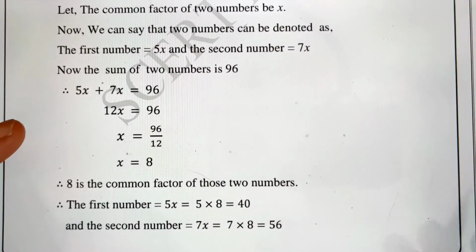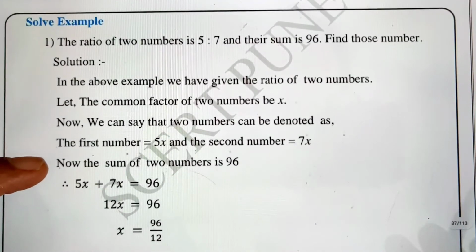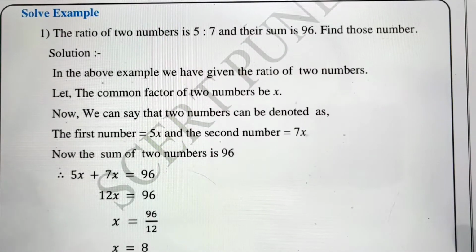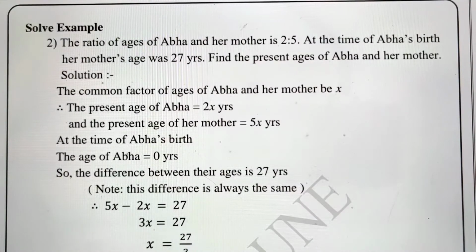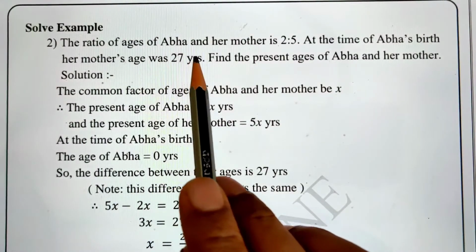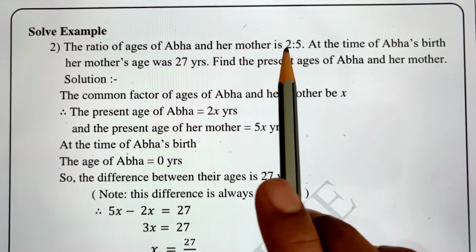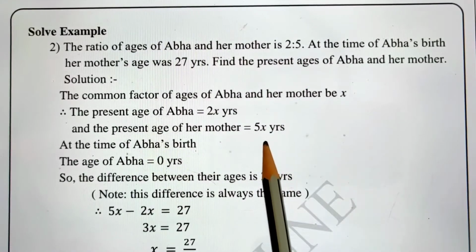So in this way we can solve the statement sums or word problems of ratio and proportion which are based on the numbers. Now let us see the second example which is based on ages, numbers and age. That is the first part. The ratio of ages of Abha and her mother is 2:5. So let the common factor be x. मैंने पहले स्टेप में बताया, डायरेक्टली क्या लिखो, let the common factor be x. Therefore Abha's age is 2x and her mother's age is 5x.